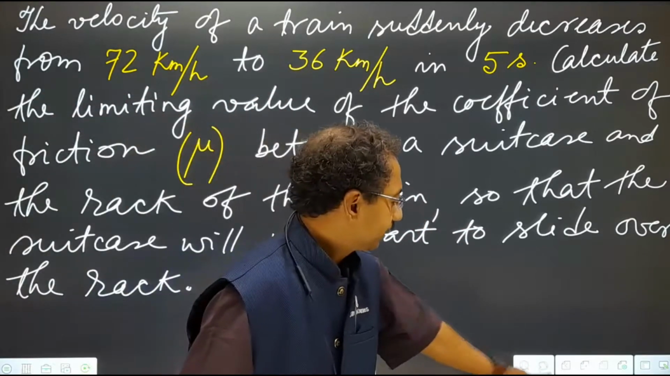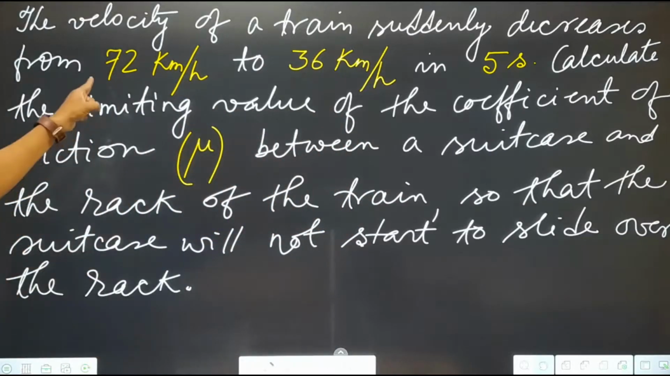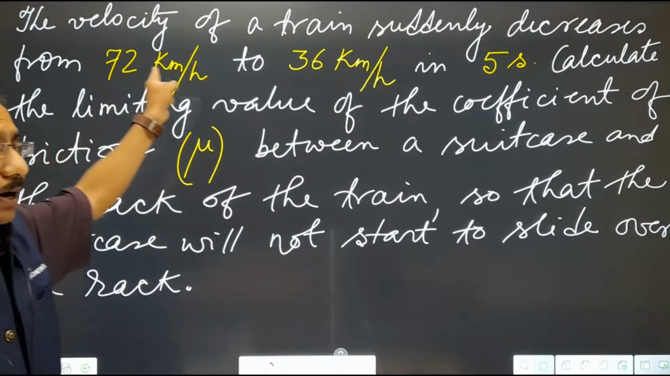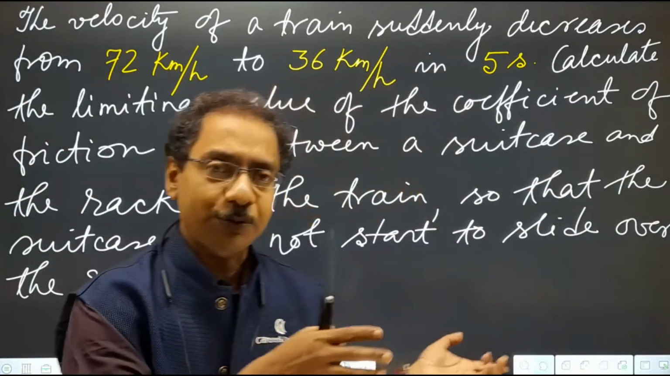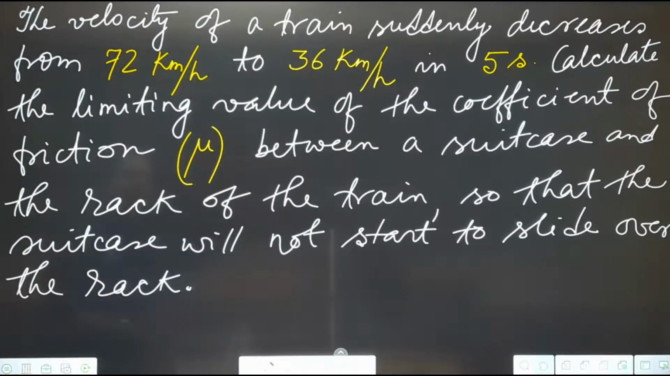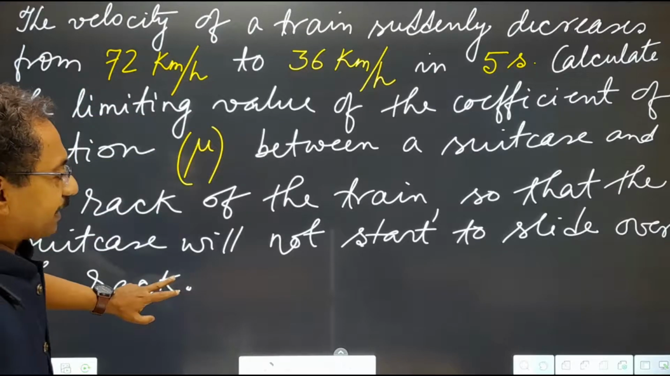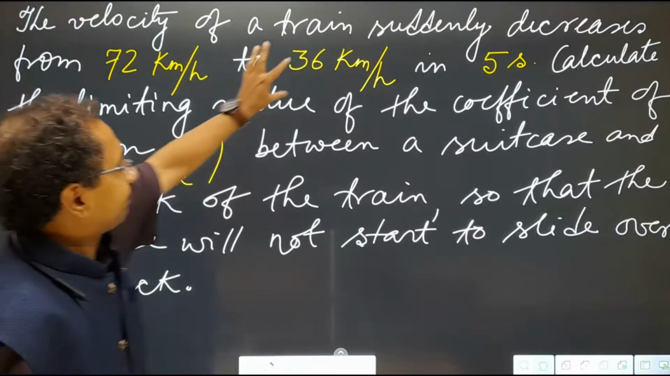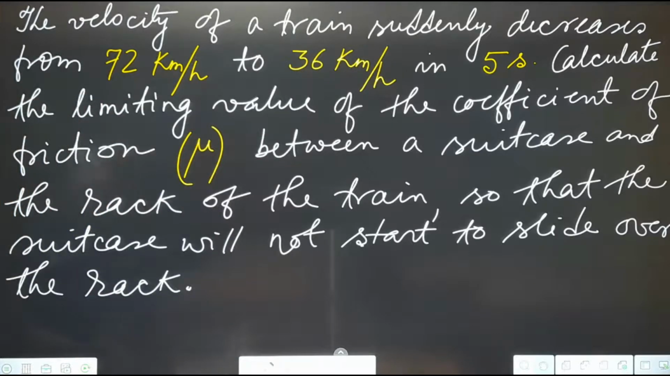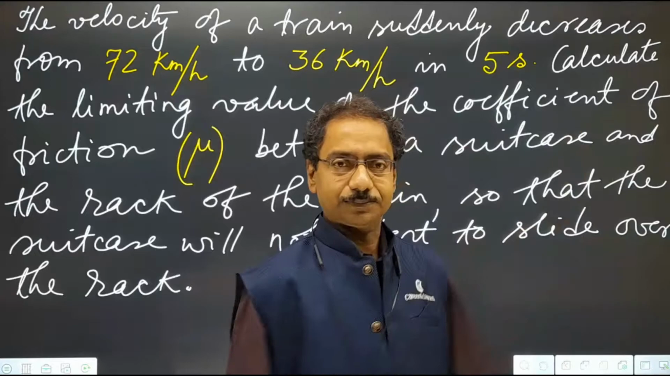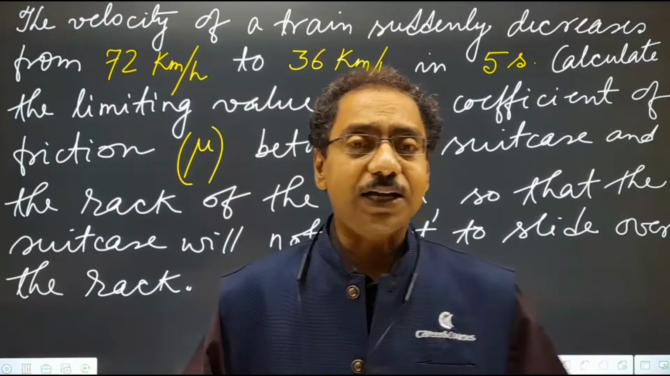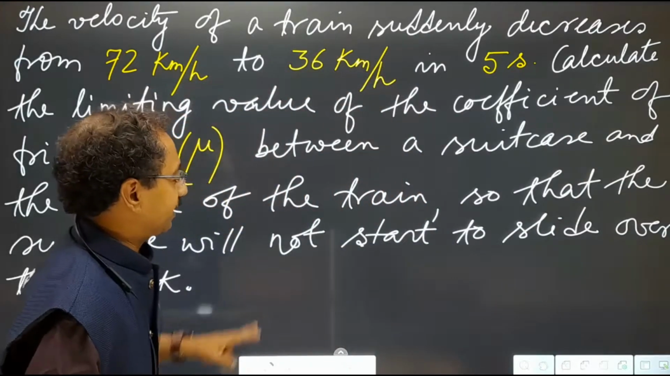How to do it? The velocities are given. Initial velocity of the train is 72 km per hour. First of all, the methodical way, let us try. Then afterwards we will apply the shortcut. So the initial velocity of the train is given as 72 km per hour, and the final velocity becomes 36 km per hour. Velocity decreases within 5 seconds. So obviously a retardation takes place in the train.